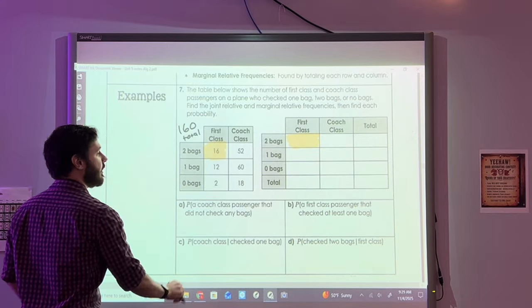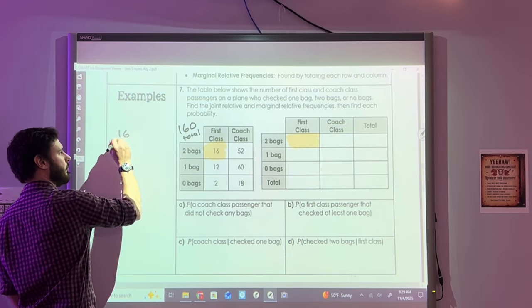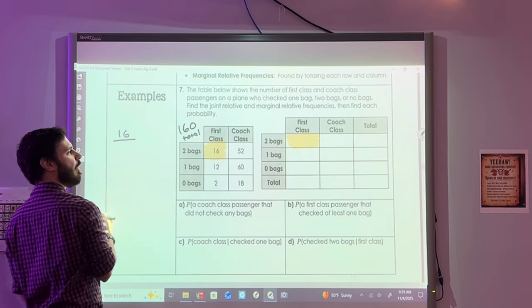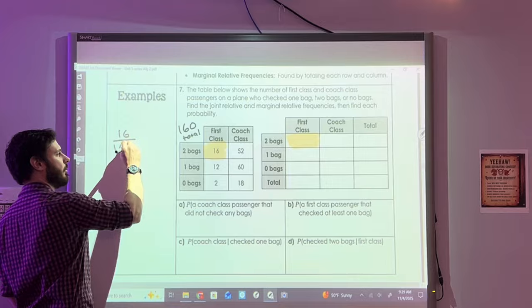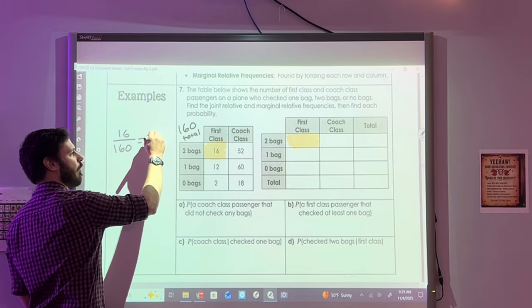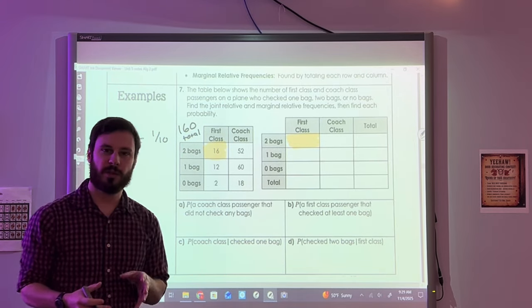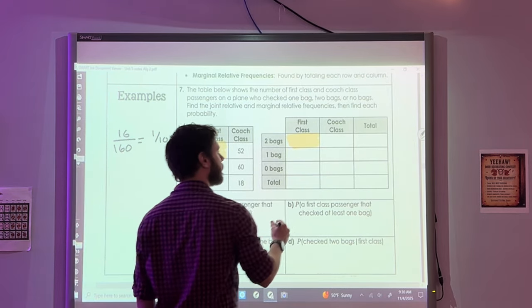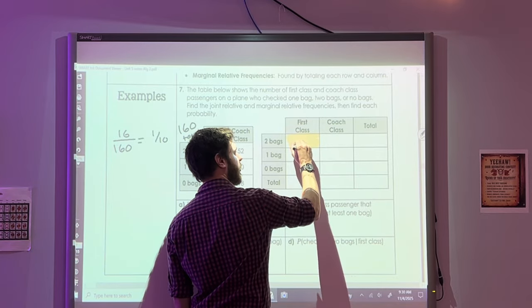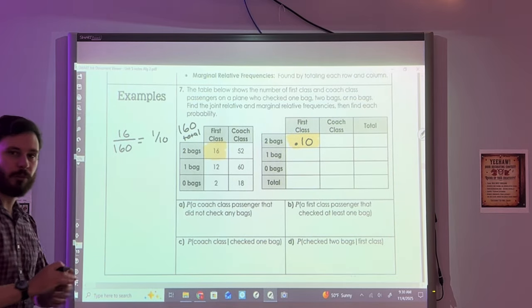So 16 people were in this category. 16 of the 160 total that are on the plane. That works out to be 1/10. And our calculator will tell us that 1/10 is worth 10%. 10% written as a decimal is 0.10. That is how we build this.